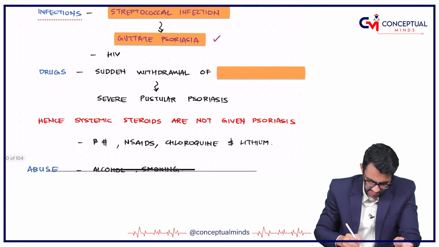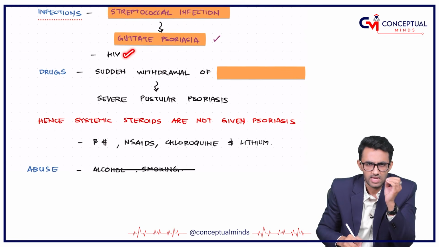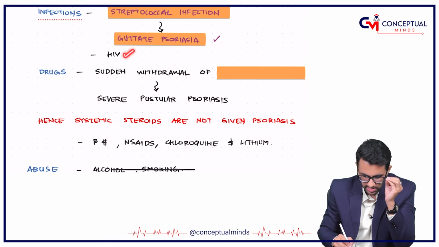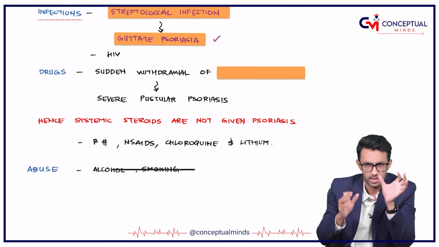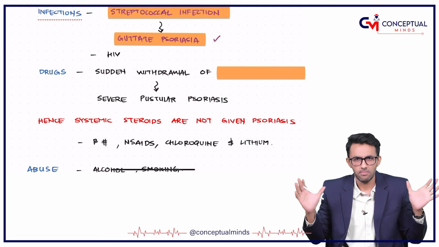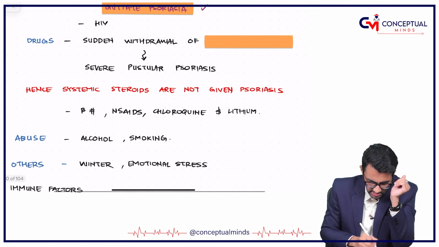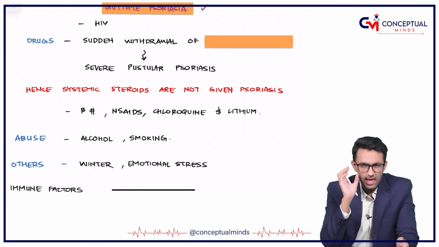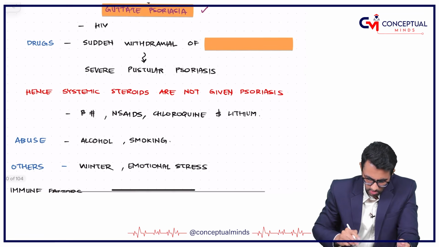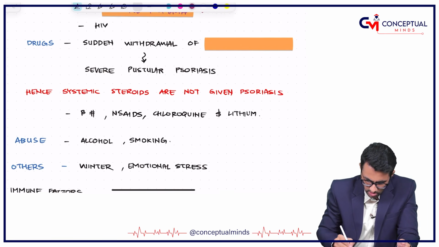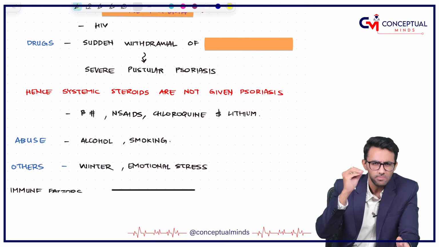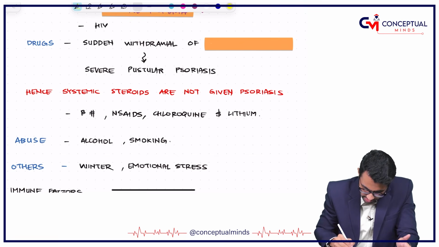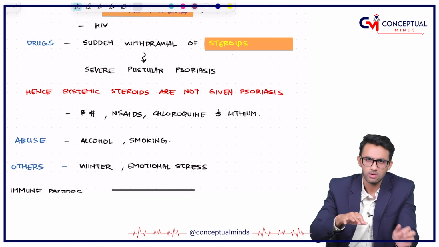The next one is that HIV can also lead to a predisposition to psoriasis. Not the guttate one, but psoriasis in general. Psoriasis has a lot of different presentations. The next one is drugs. Sudden withdrawal of steroids can lead to severe pustular psoriasis. Those will be systemic steroids, not the topical ones.